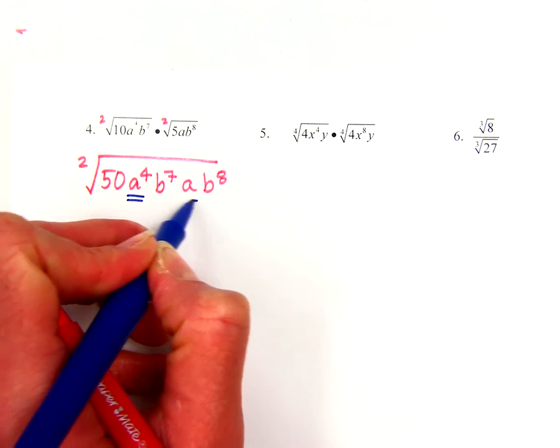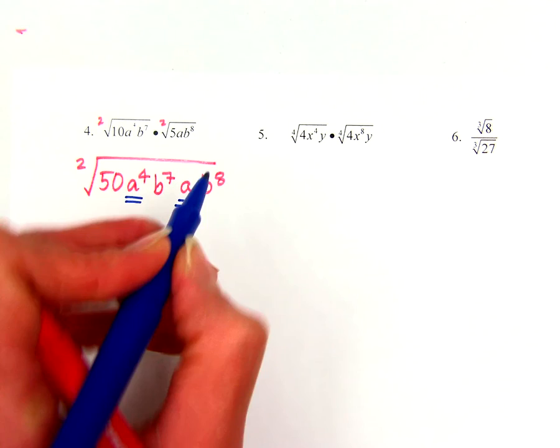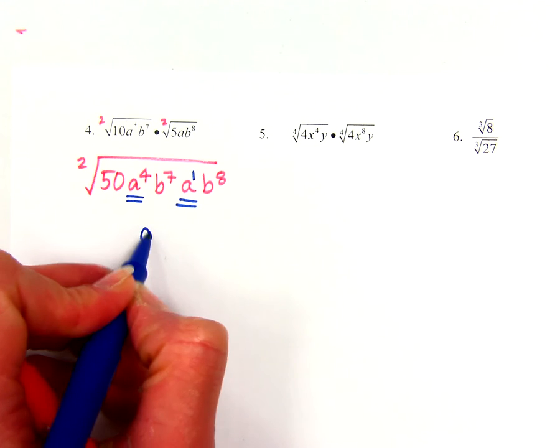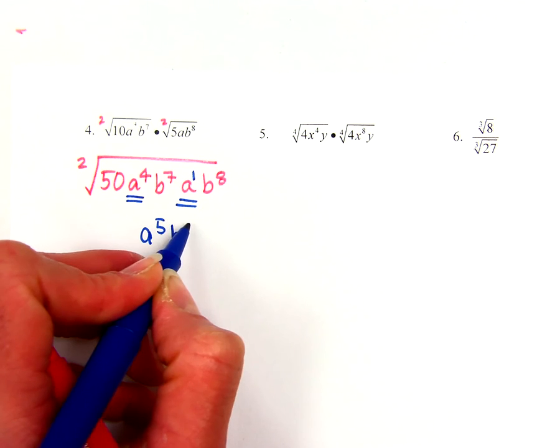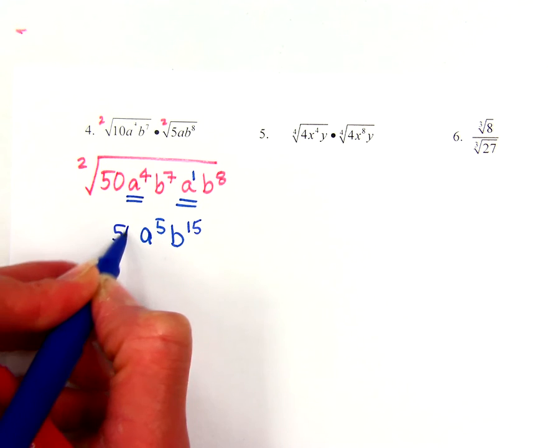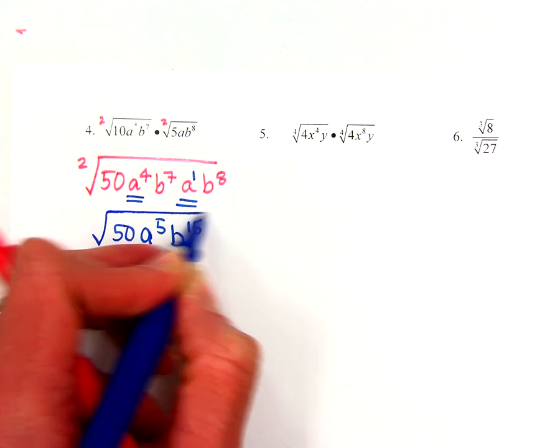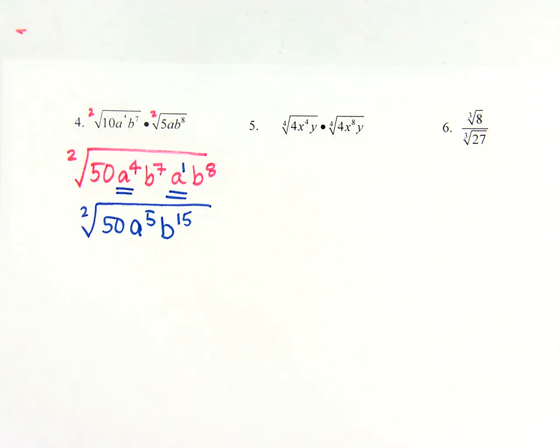In here, we want to combine our like terms. So we have a to the 4th and a to the 1st. That's a to the 5th, right? You add your exponents. And b to the 7th plus 8th is 15. So we have the square root of 50, a to the 5th, b to the 15th.